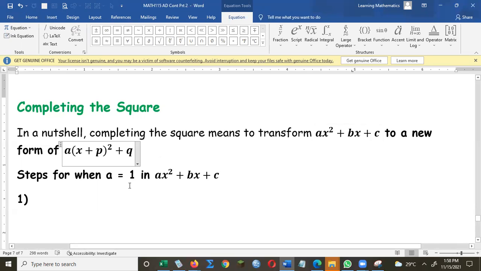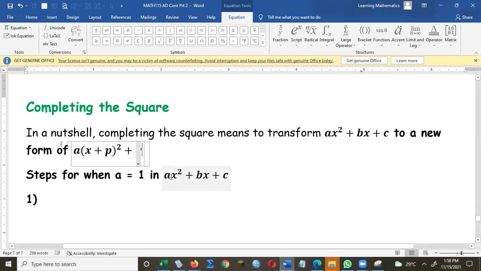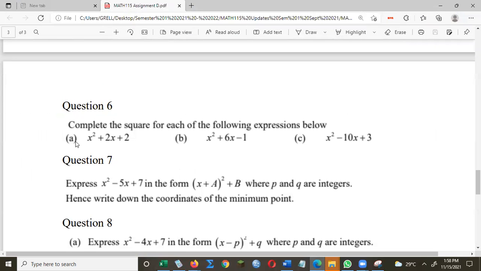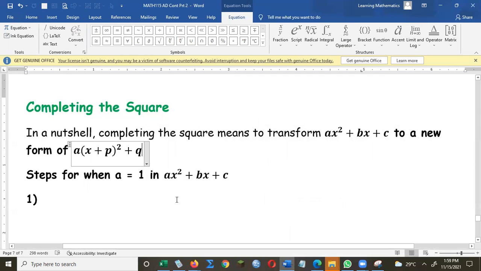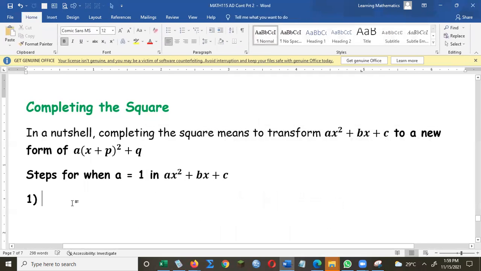How do we do that? From what I'm seeing in the assignment, we are going to do this for the quadratics where a is 1. Because when a is not 1, for example 2 or 3, the process becomes a little bit more complicated. The examples I see in assignment 6 all have a equal to 1, so this is not going to be difficult. If a is 2, then that's another story by itself. So a is 1, so you can breathe a sigh of relief. So when a is 1, what do you do?